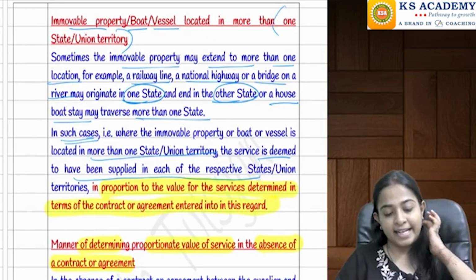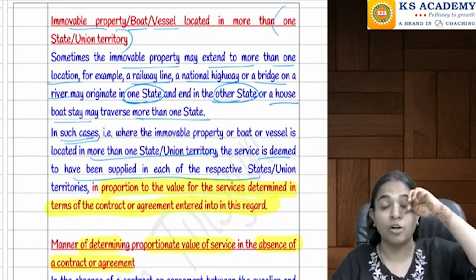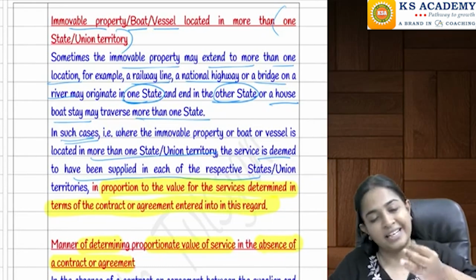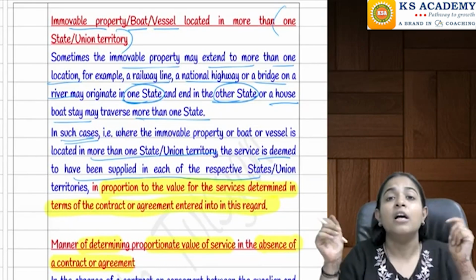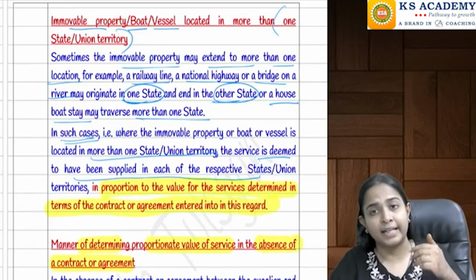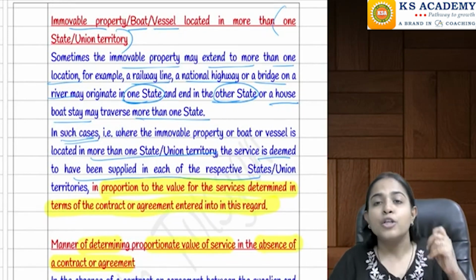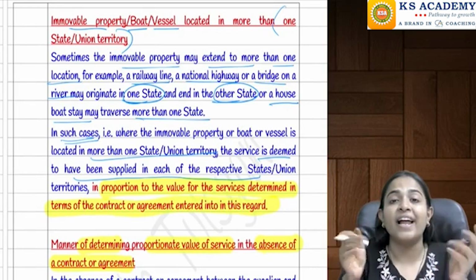So they are telling that, let's say there is a road, that is also an immovable property. Let's say there is construction of a road or highway that goes from one state to another. Let's say it is going from Maharashtra to Gujarat. So can we say there are 2 states involved here? So how will you divide the value of service?